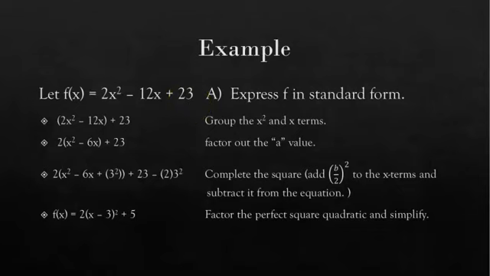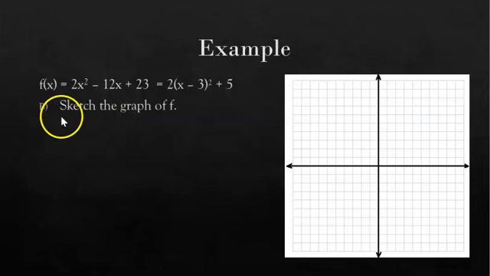Okay, let's look at what we can do with this now. So there are various things that we can do with it. Let's see what those are. Okay, the first thing that I can do with it is I can sketch the graph. Now I have this in vertex form. I can go ahead and find the vertex, which is (3, 5). Remember, we changed the sign on this x. Okay, so I can put that on my graph at (3, 5), and I'll do that in a minute.